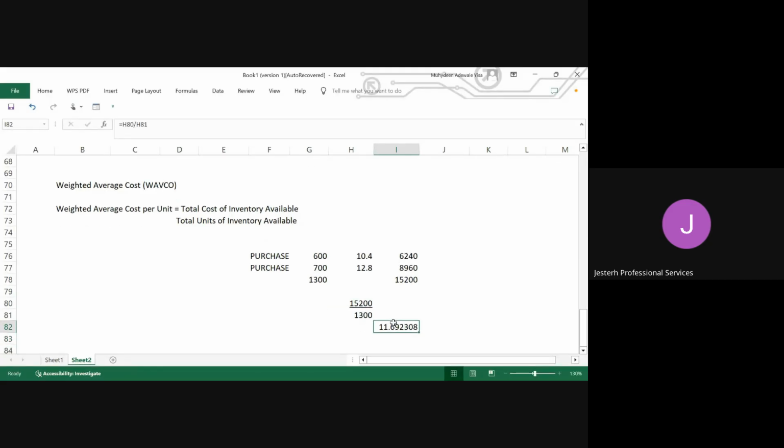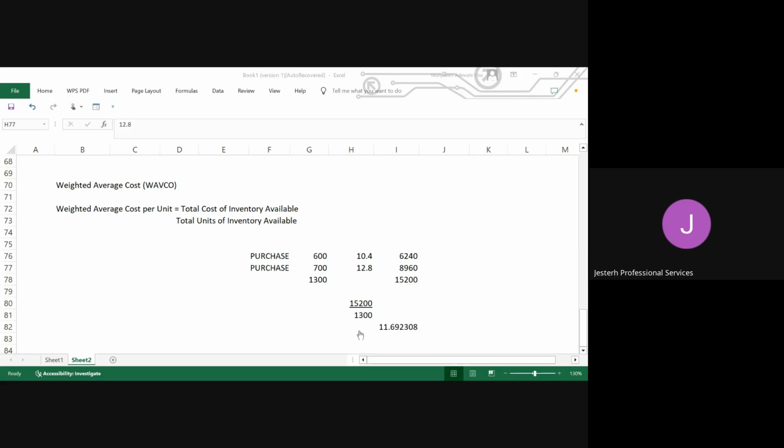So it means any product that we are going to issue out, we are going to issue it out at 11 naira 69 kobo. Instead of using our normal value of purchasing each of these products. You know, that is the difference between those two methods that we test.